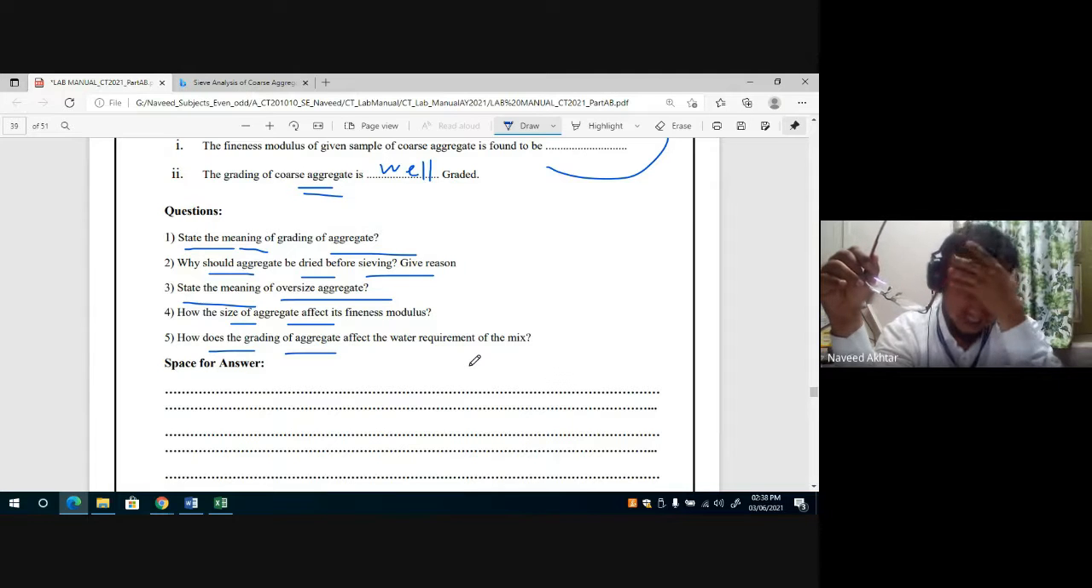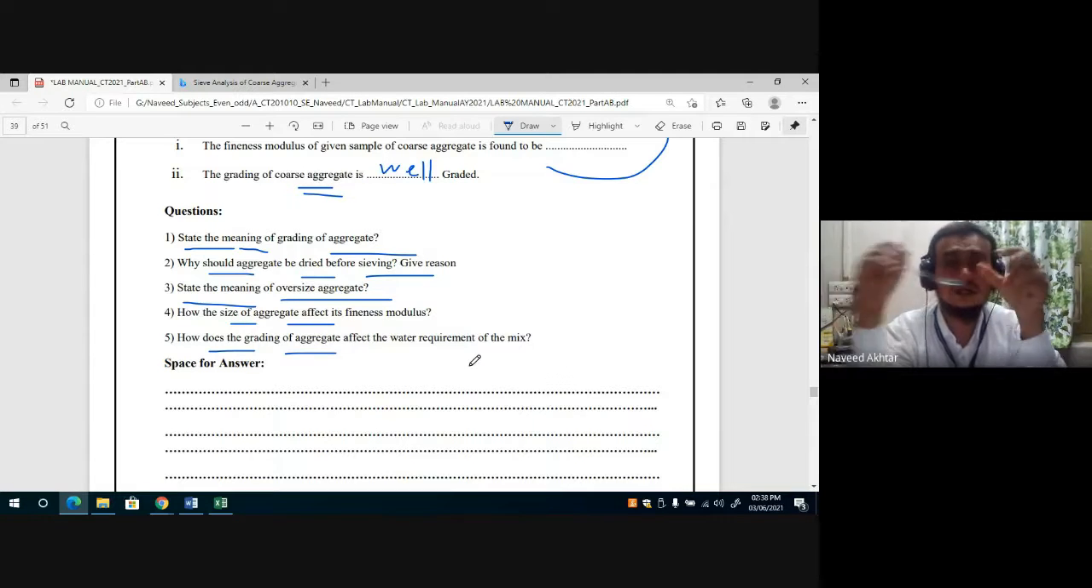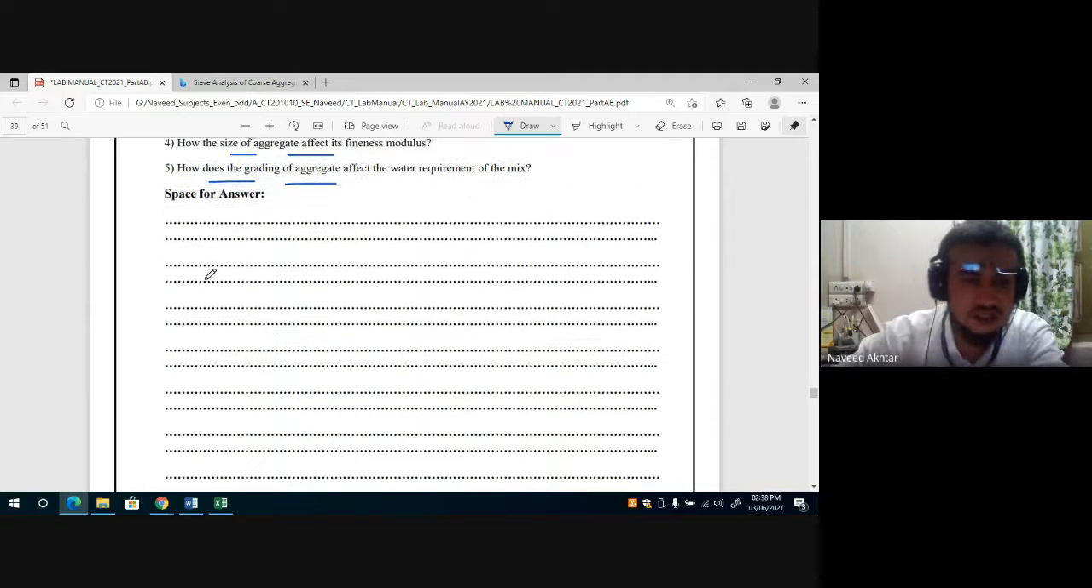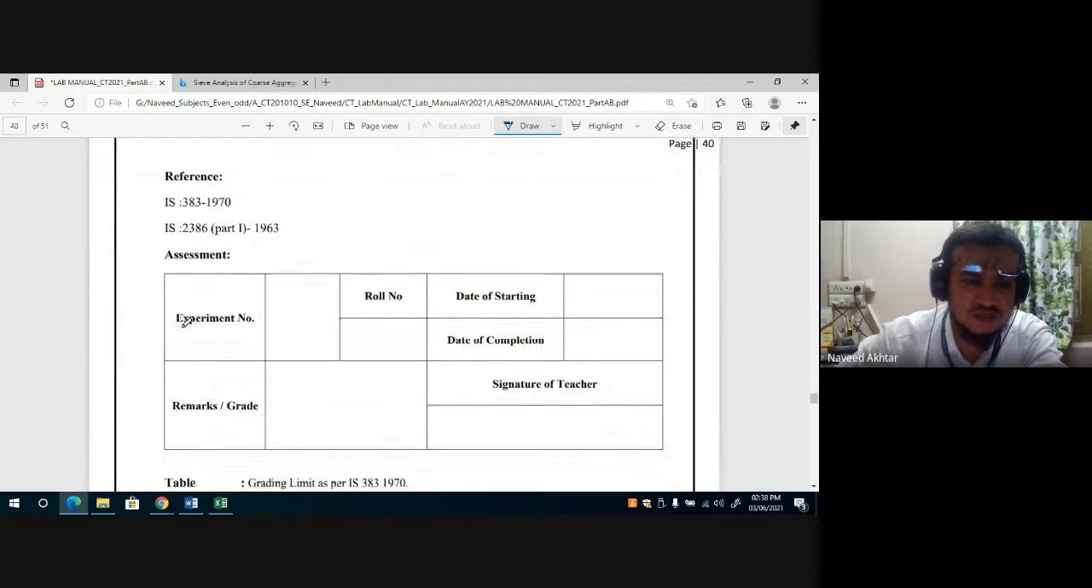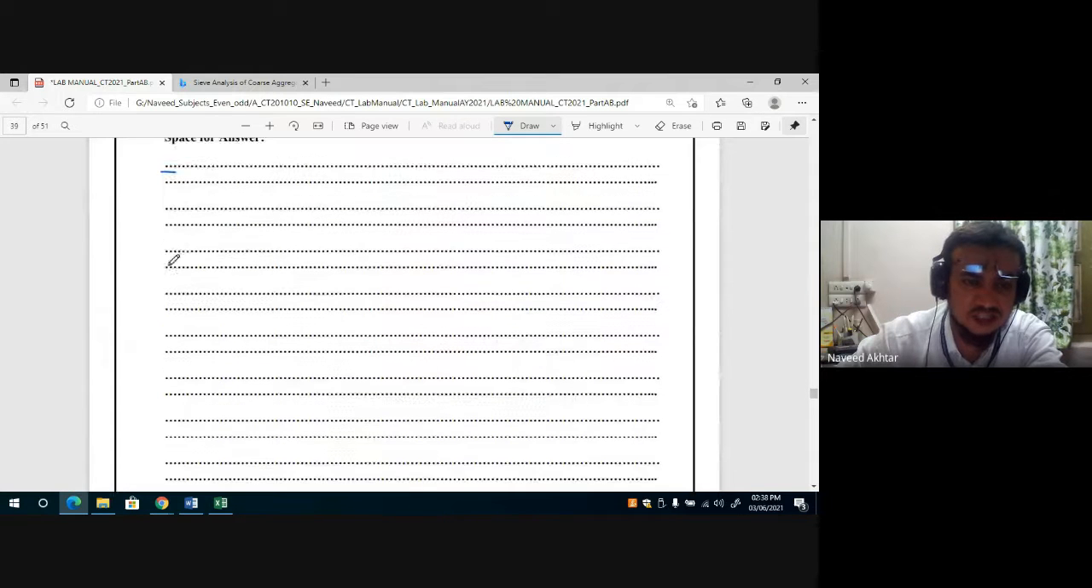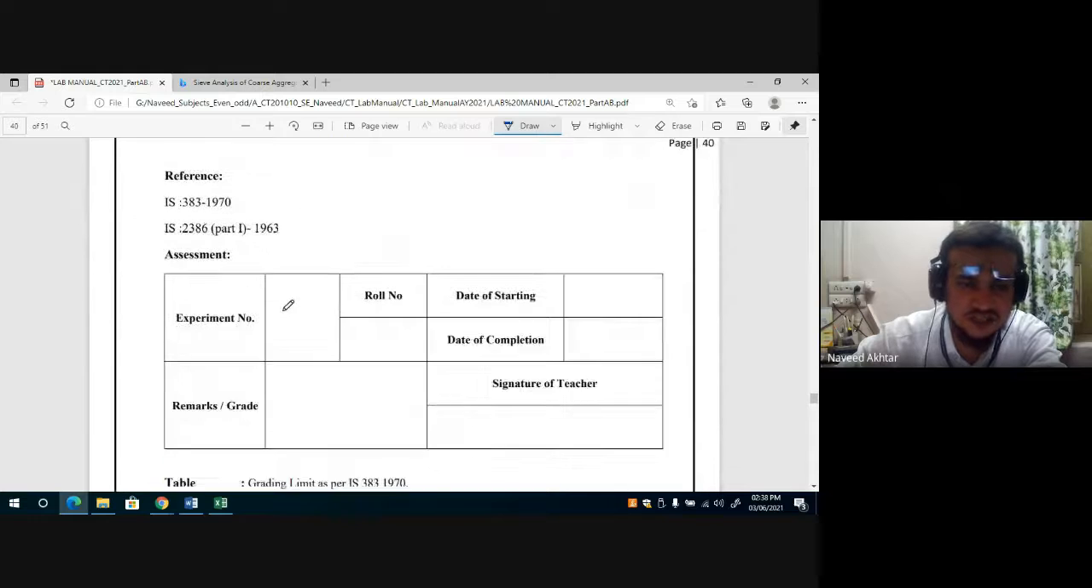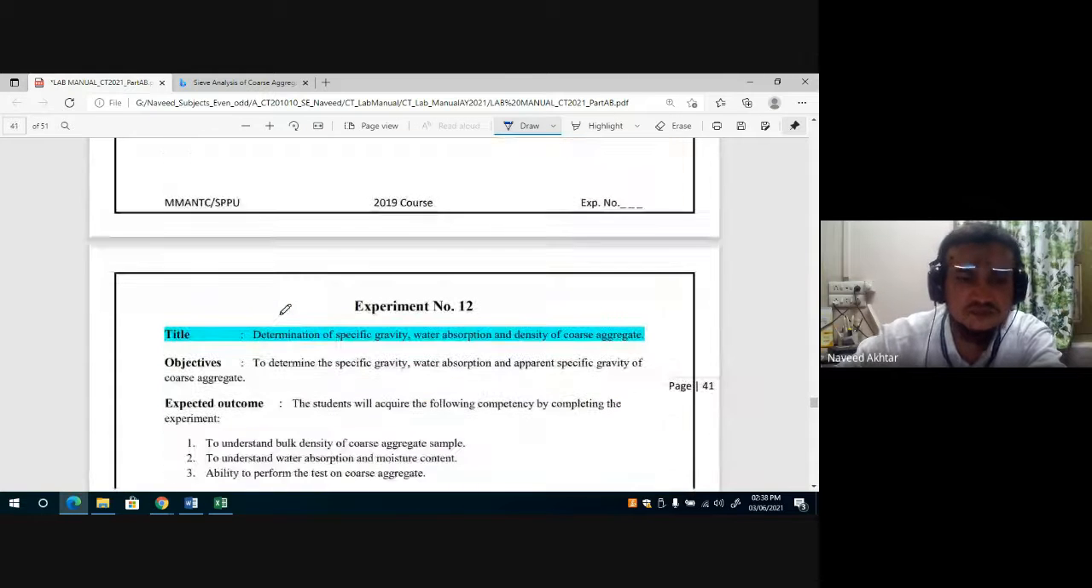So you should go through each experiment and write down each question's answer in the space provided to you in the manual. And if the space is less, then you can attach an additional sheet and write down there.